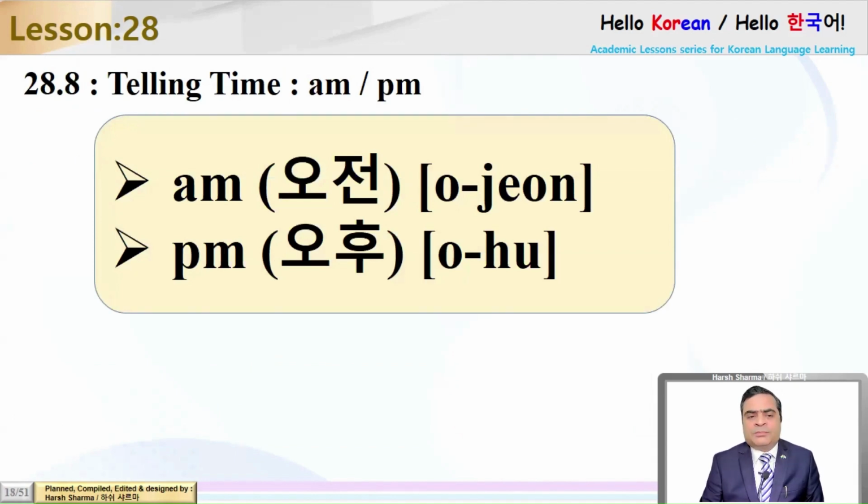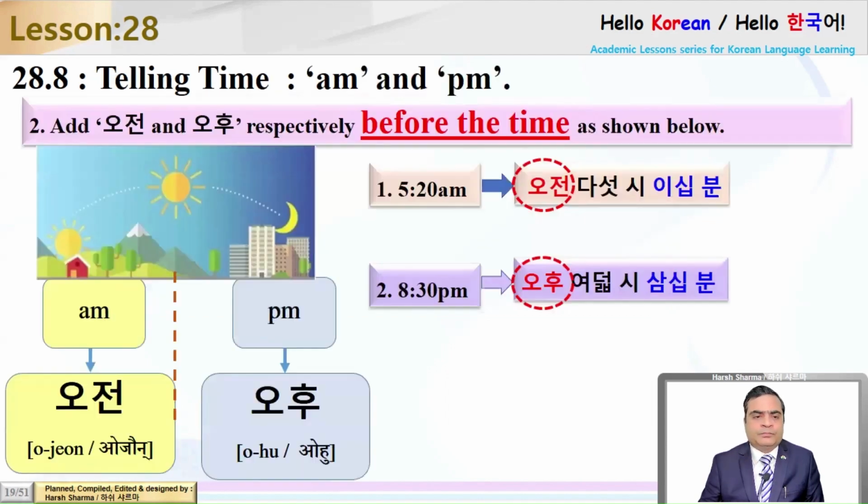The next part is how to express AM and PM. This is also very important, everyone. For the AM, we have to use ojeon, and for the PM, we have to use ohu. See this screen. Please be a little careful. In Korean, we have to write AM and PM before the number. And you know, in English, we write it after the time, like 1 p.m., 2 p.m., 5 p.m. But in Korean, the sequence will be opposite. So for the AM, we have to add ojeon, and for the PM, we have to add ohu before the time.